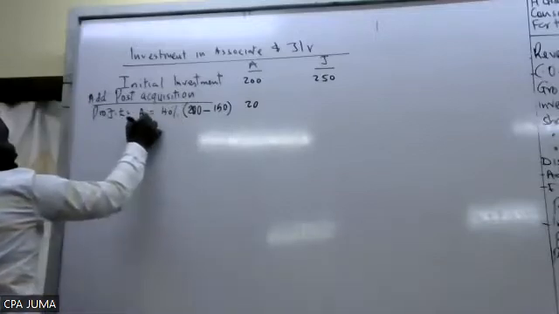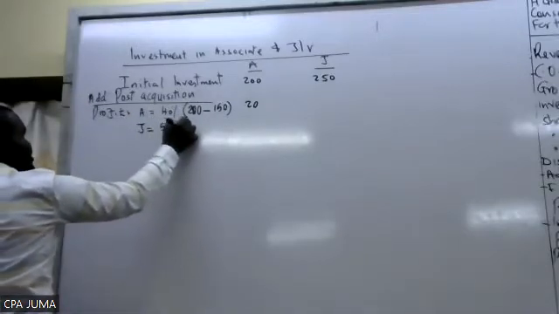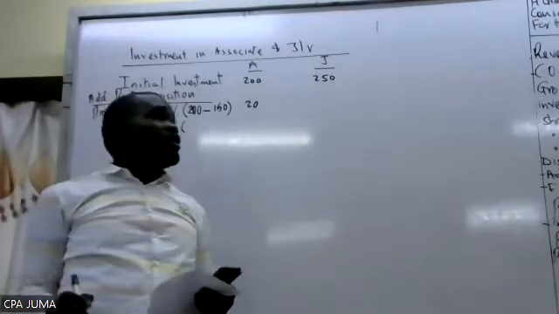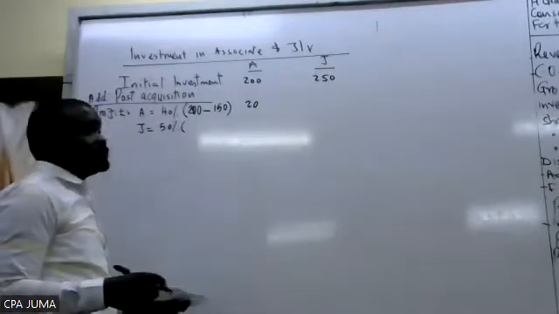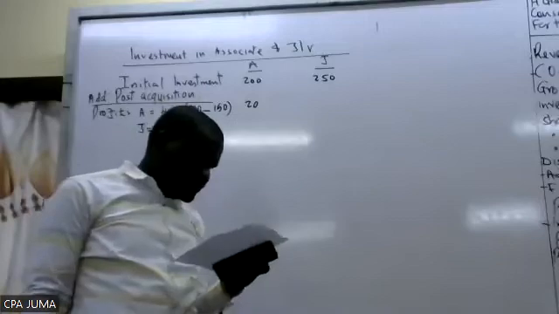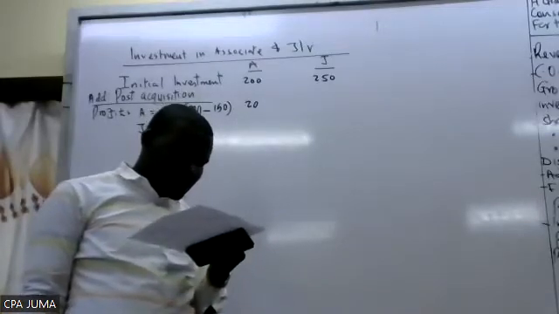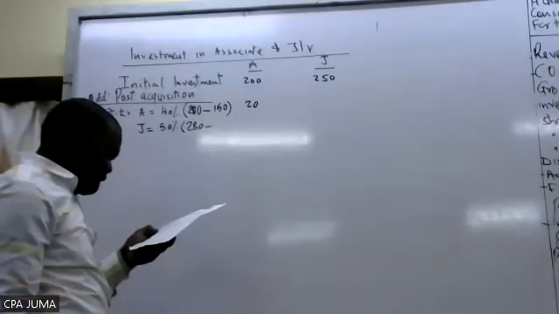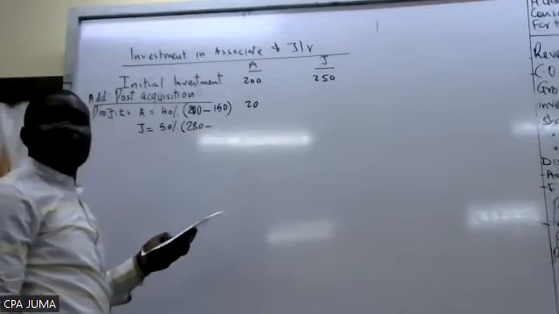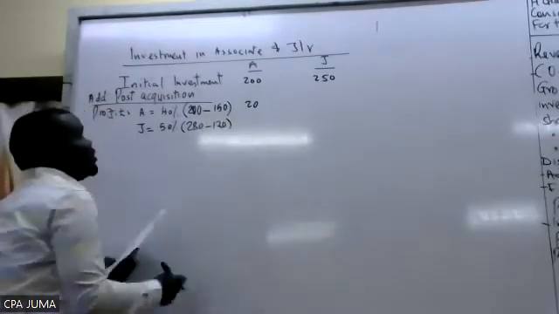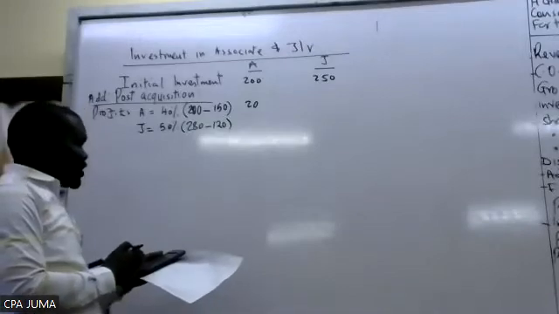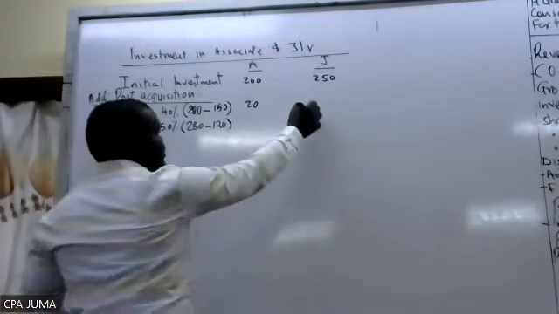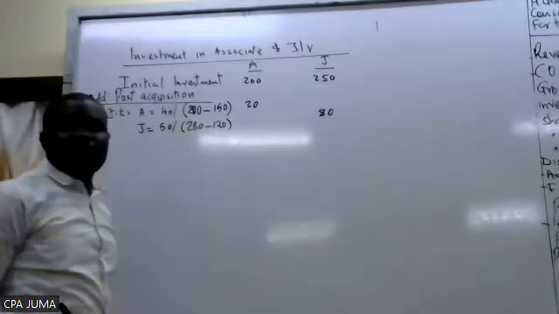Then in J, you will take 50%. The same thing. The closing retained earnings is how much? 280, true. Minus when we acquired J, 120. So that is 280 minus 120, that is 160. 50% of that is 80. So here you capture 80.